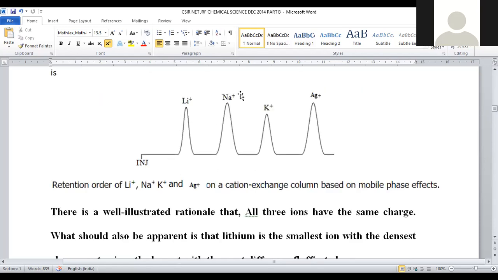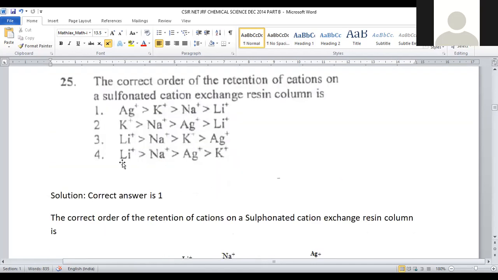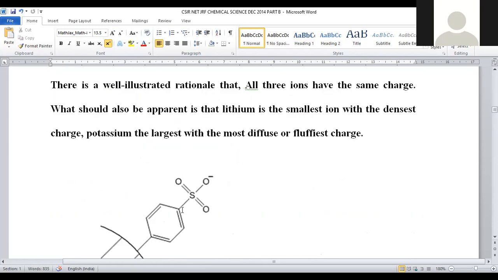Now, what will be the order? Lithium is the least. Next is sodium. Next is potassium. And the higher is imparted for silver. This is purely based on their size. Silver is a larger atom, because from left to right, what happens? The size will be gradually increased. Silver will be the larger one, followed by potassium, followed by sodium, and the least size will be for lithium, right? So in this manner, for this question number 25, option number 1 will be the right answer.